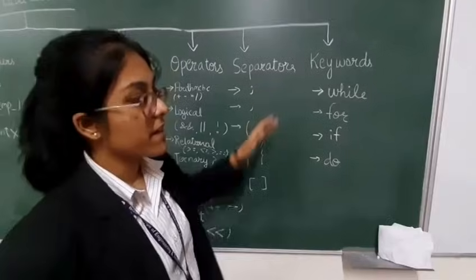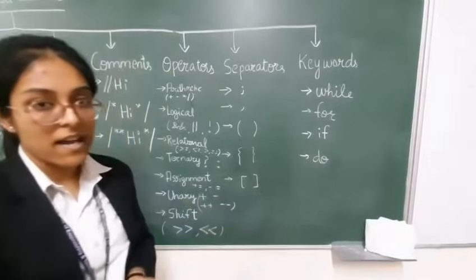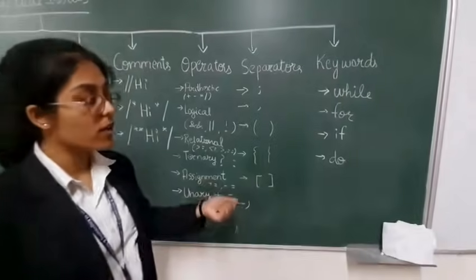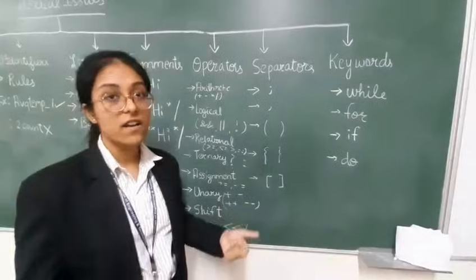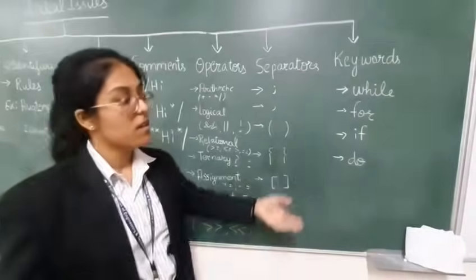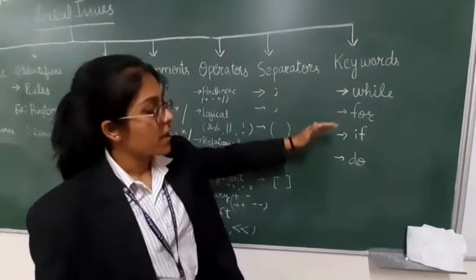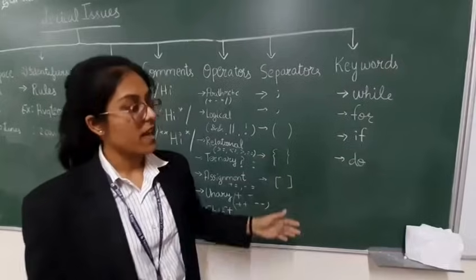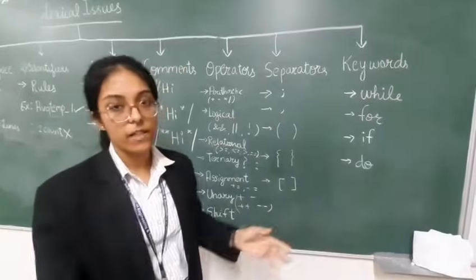Keywords are predefined words that are already set in the Java library file, so you can't use them in naming a class or an object or any variable. So examples are while, for, if, do. If you try to name a class with a keyword, it will give an error.